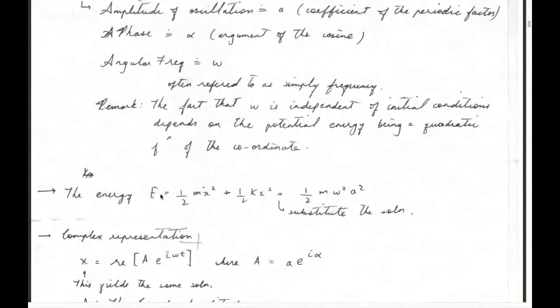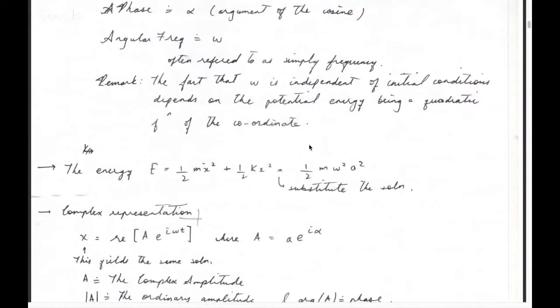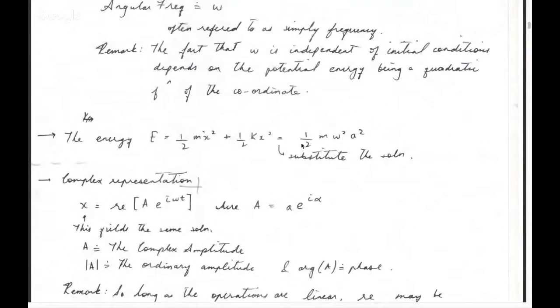Further, the energy will be half m x dot square plus half kx square, equal to half m omega square a square. An important remark here is that omega is independent of the initial condition, and basically does not depend on the amplitude. Evidently, this is the only kind of motion where omega is independent of the initial condition, or the time period is independent of the amplitude.